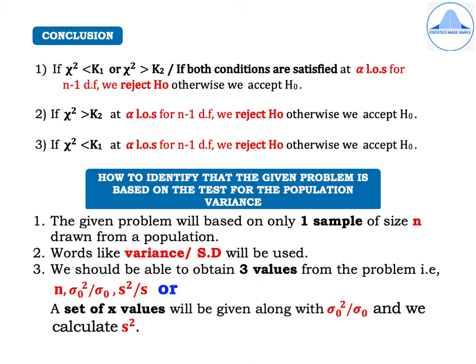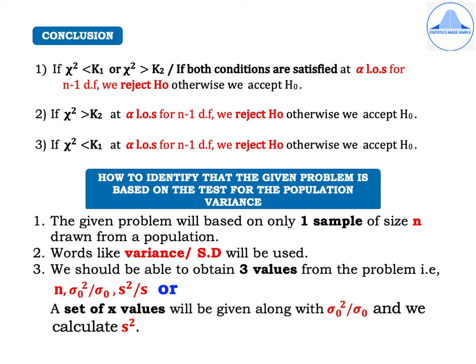Then for a right-tailed test, the second conclusion would be: if chi-square is greater than k2 at alpha level of significance for n minus 1 degrees of freedom, we reject H naught, otherwise we accept H naught. And third, for a left-tailed test, you have to check if chi-square is less than k1 at alpha level of significance for n minus 1 degrees of freedom, we reject H naught, otherwise we accept H naught.